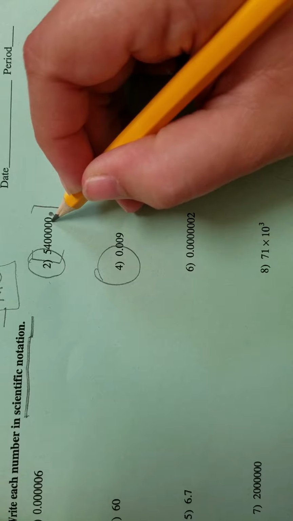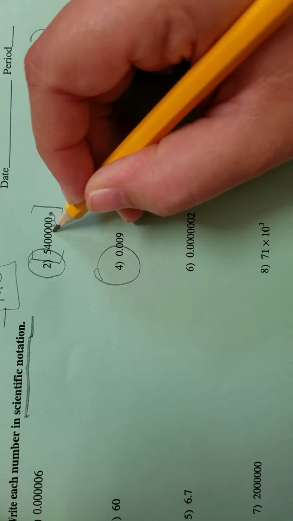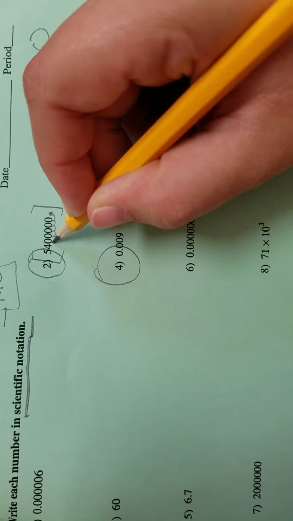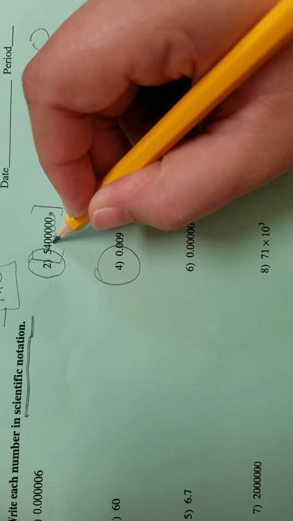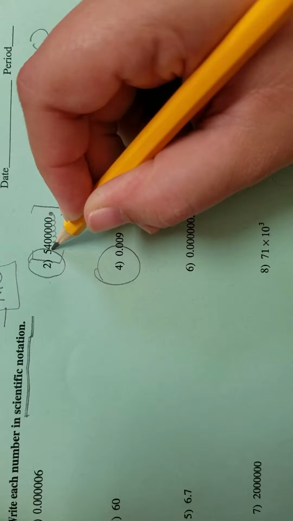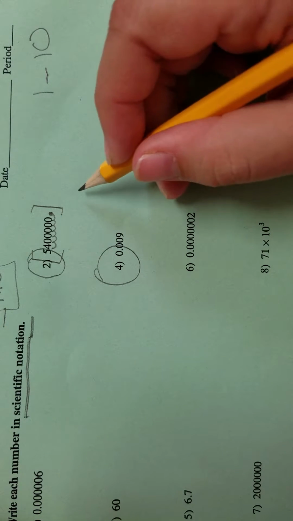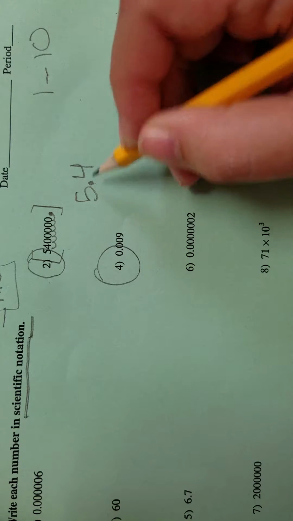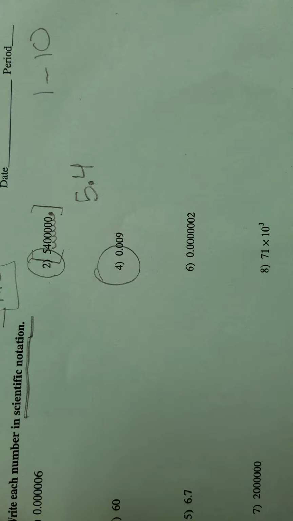So I'm going to move it over 1, 2, 3, 4, 5. That's all my zeros, but I'm still at 54. So I need to move over one more, 6. That means my new number is 5.4, because that is now where my decimal is.